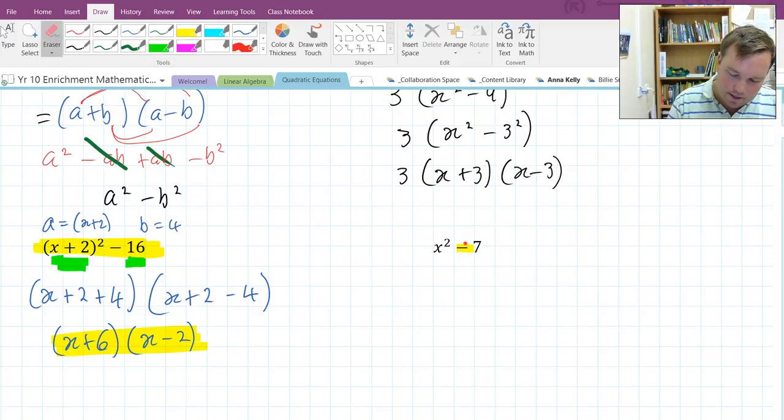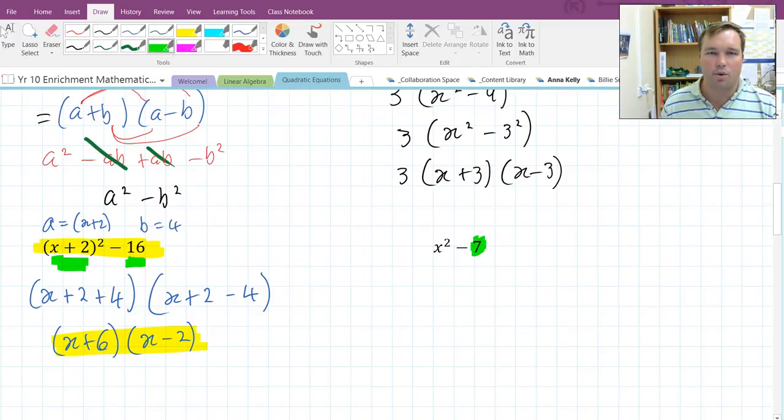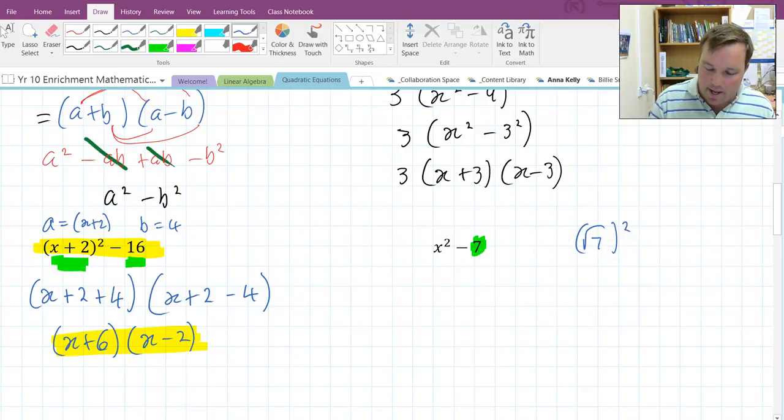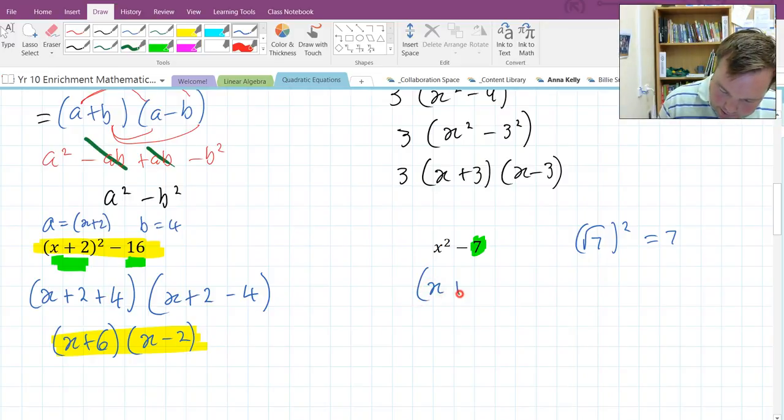Sometimes, however, there's nothing obvious to be squared. I mean, what's 7? What squared gets you to 7? Now, interestingly, there is a number squared that gets you to 7. We don't know what it is exactly. We have a decimal approximate, but we just call it root 7. Root 7 squared gets you to 7. So this can be factorised as x plus root 7, x take root 7.